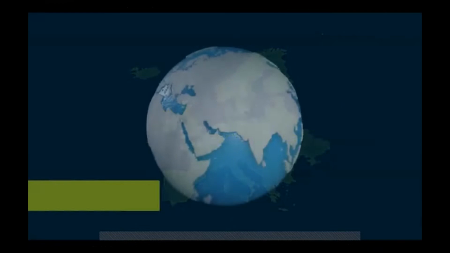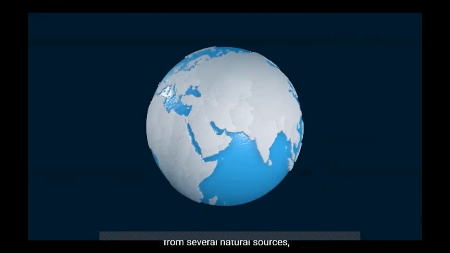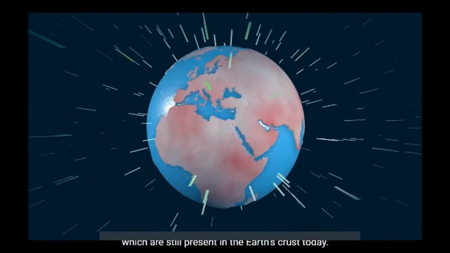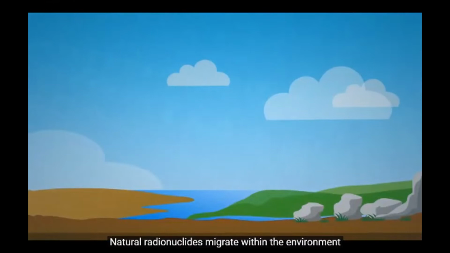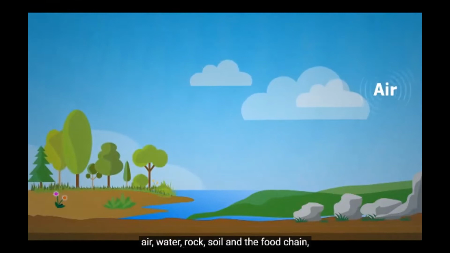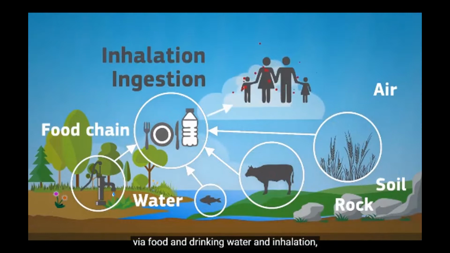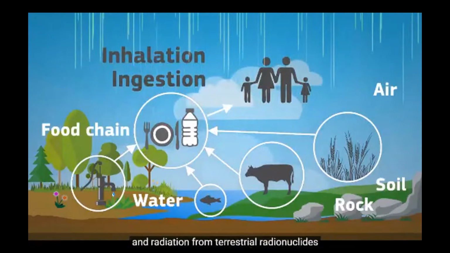Humans are continuously exposed to ionizing radiation from several natural sources, these being high-energy cosmic rays and radionuclides generated during the formation of the universe, which are still present in the Earth's crust today. Natural radionuclides migrate within the environment via different pathways: air, water, rock, soil, and the food chain, to then enter the human body through ingestion via food and drinking water, and inhalation, causing internal exposure. External exposure is caused by cosmic radiation and radiation from terrestrial radionuclides present in soil, rocks, and building materials.